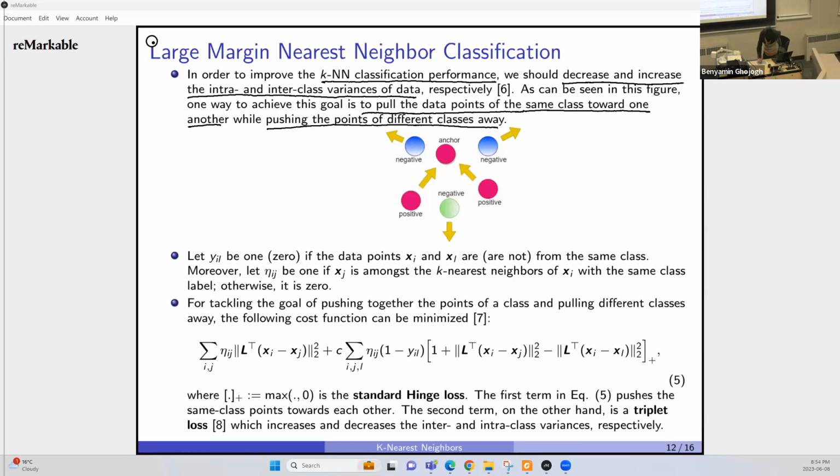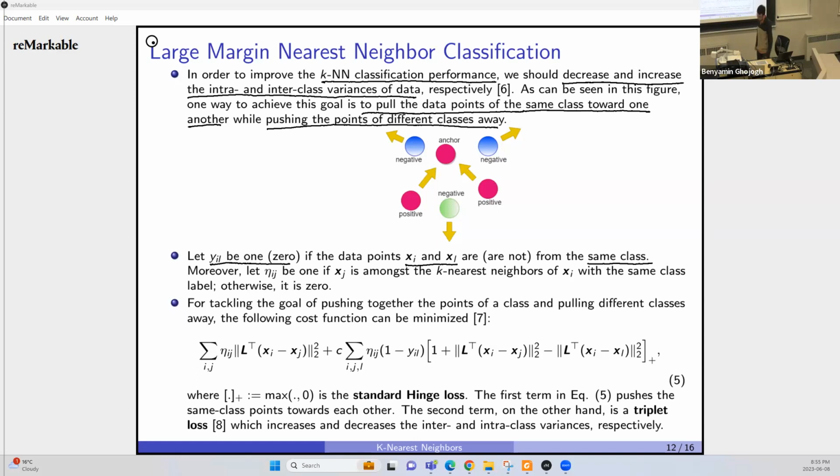So anchor and positive have the same label. So we pull the positive points toward the anchor, but negative points have very different labels, so we push them away from the anchor. As you see, we have anchor, positive, negative. We call this a triplet in machine learning. It's a triplet of anchor, positive, negative, where anchor and positive have the same label and negative has another label. Let yil be 1 if the data points xi and xl are from the same class, and 0 if they are not from the same class.